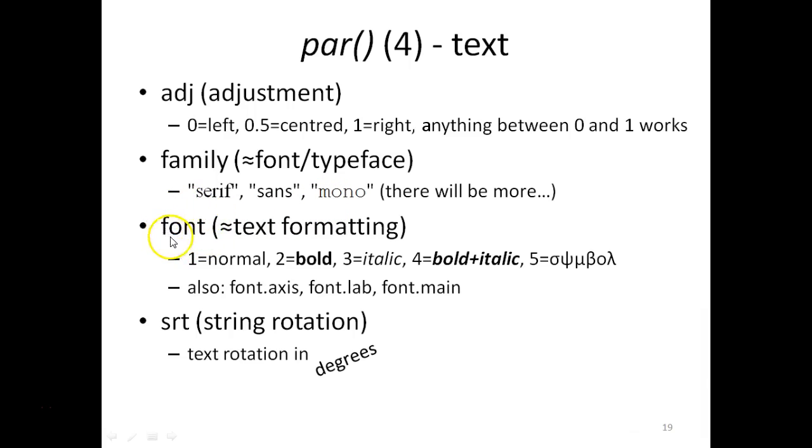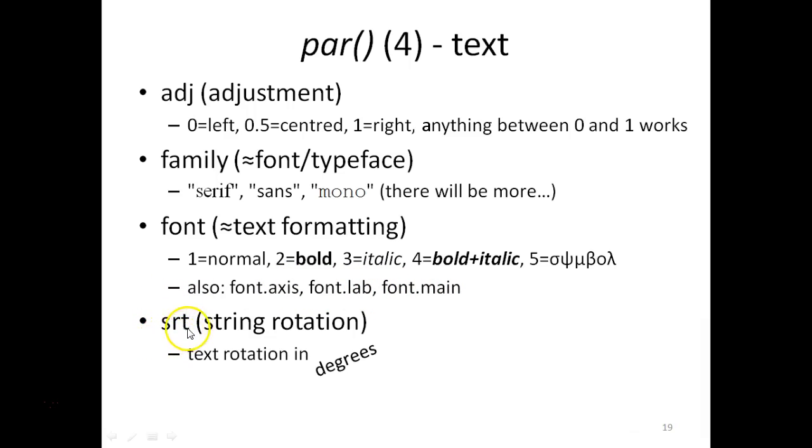There is a font argument as well, but it's not what you usually would call a font, but rather the text formatting. 1 is the default value, which gives you a normal text. And if you want bold, you use font equals 2. 3 would give you italic, and if you want both bold and italic at the same time, you use 4. 5 gives you symbols, which I would say is more like a typeface actually. And you can address the axis and so forth, as in the previous examples.